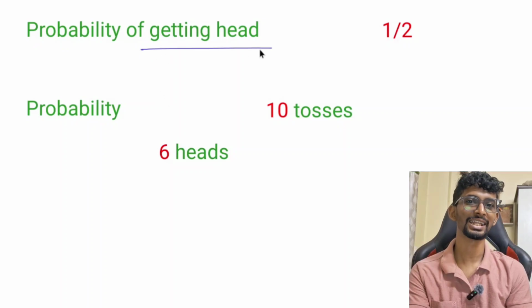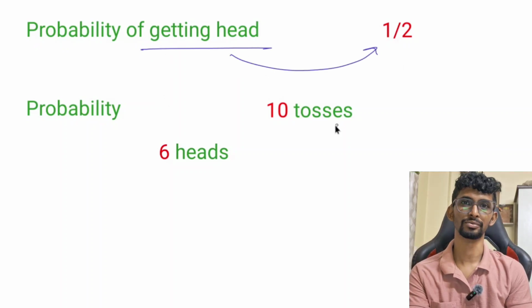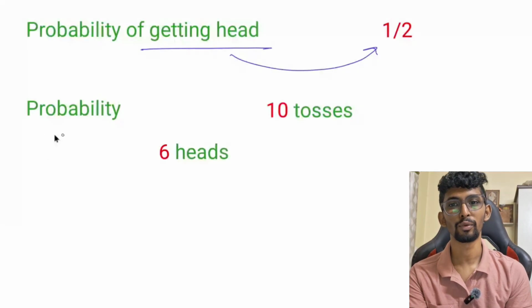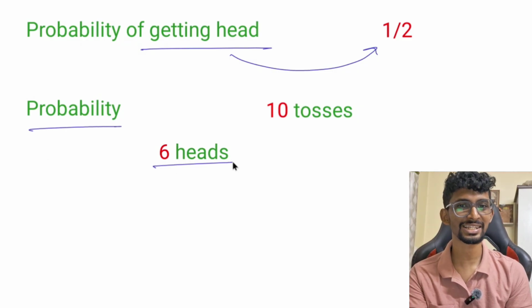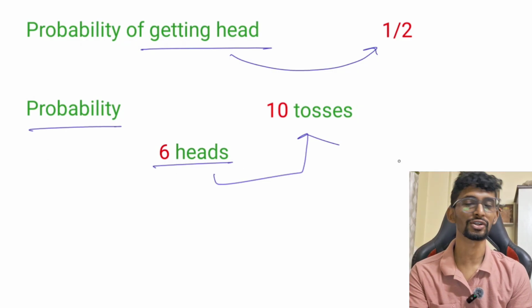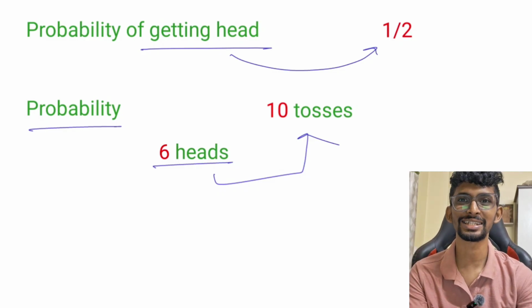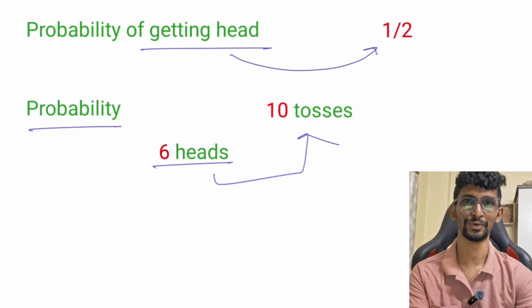Probability of getting head is 1 by 2. This is simple. But what if I ask you the probability of getting 6 heads in 10 tosses? This is tricky. And here comes a concept, binomial distribution.